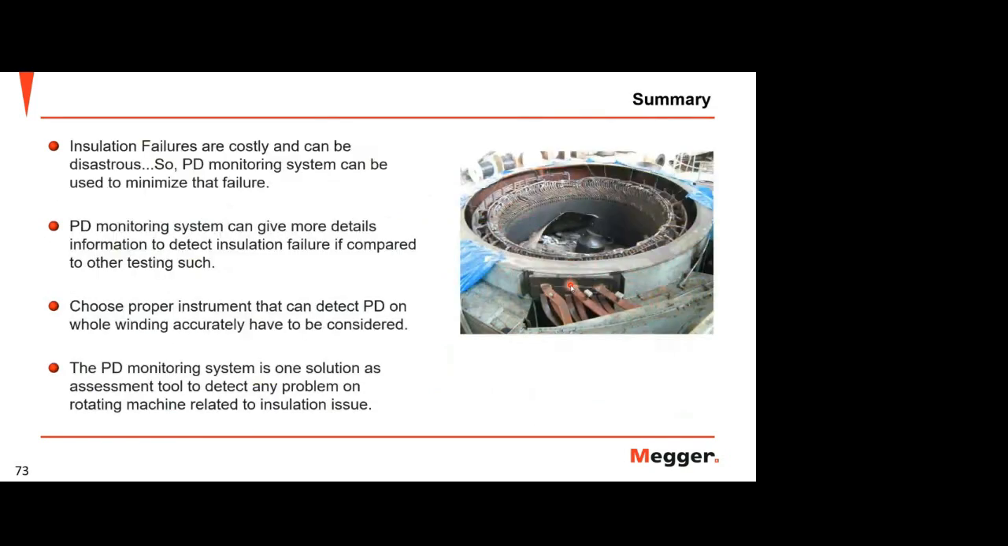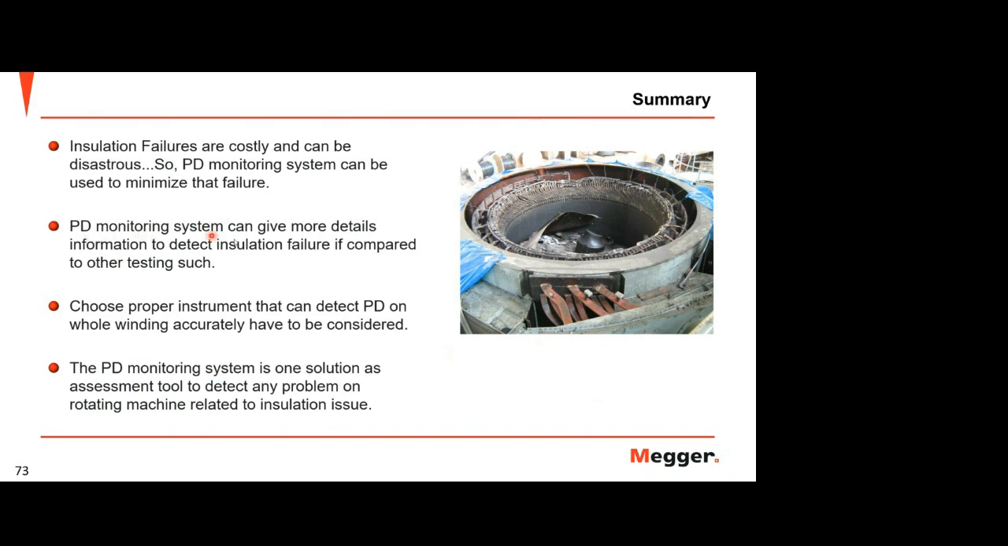Yeah, and the summary is, as you see here, insulation failures are costly, and we try to avoid them. So a PD monitoring system can be used to minimize that failure. But remember, this is only one solution, meaning it's not possible for one instrument to detect all problems in your rotating machine, but at least you can cover if there is some insulation issue on the rotating machine.